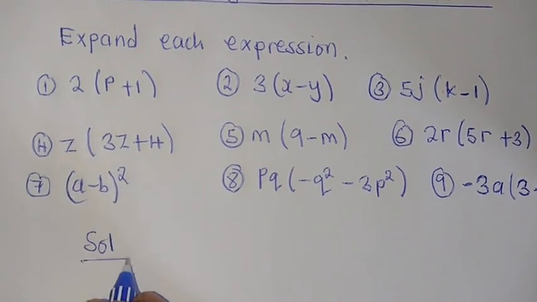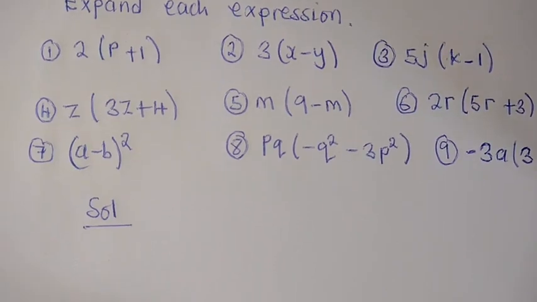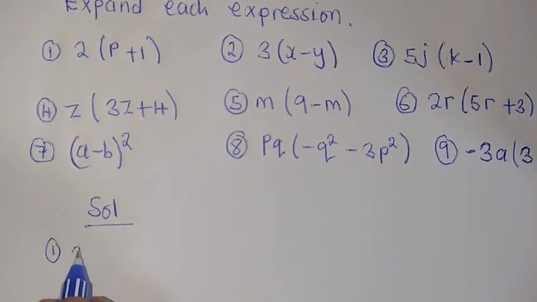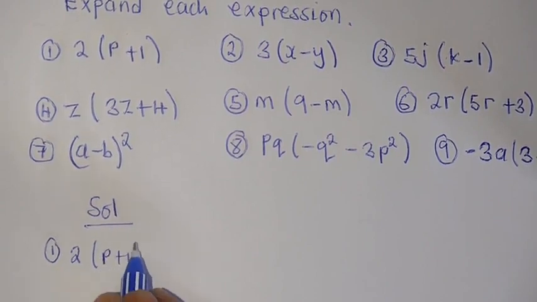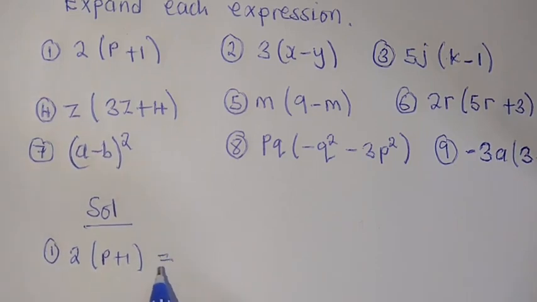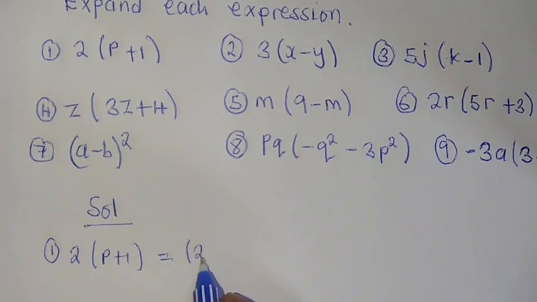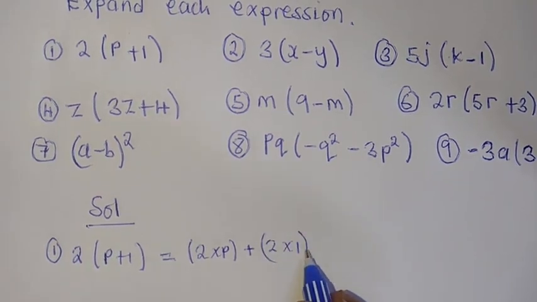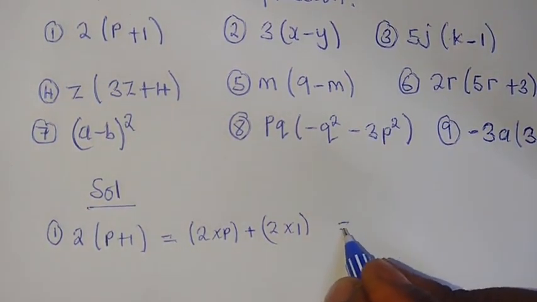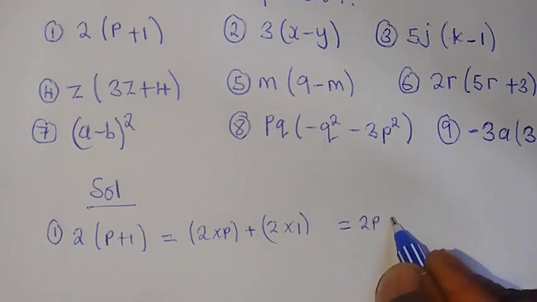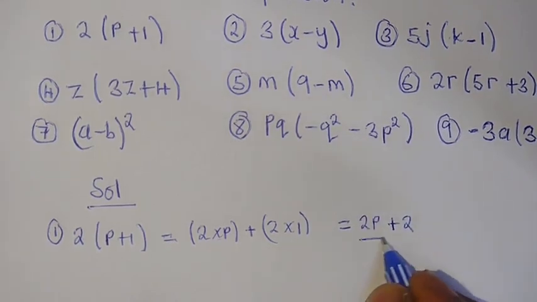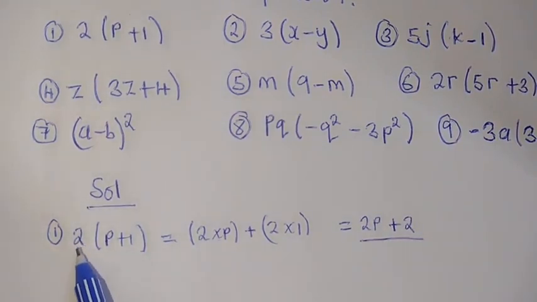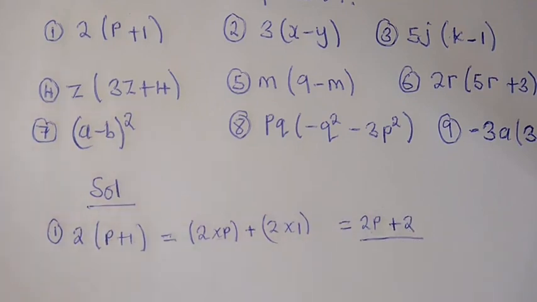So here we have solutions. We're going to start with our question 1. We have 2 in brackets p plus 1. To expand this one, we're just going to say 2 times p, again plus 2 times 1. So 2 times p gives us 2p, plus 2 times 1 gives us 2. So this is the answer. What you have just done is 2 times p is 2p, 2 times positive 1 gives us positive 2. Okay, so I've just written this in order to show you how we are multiplying.